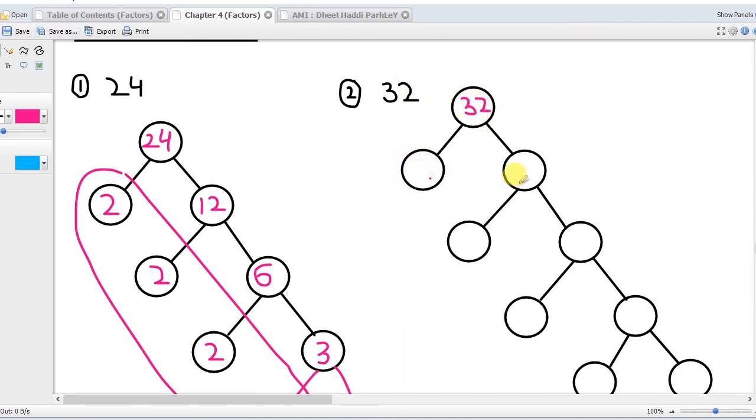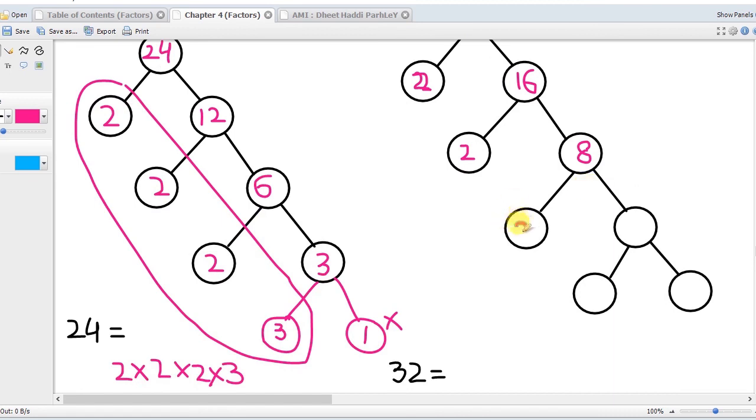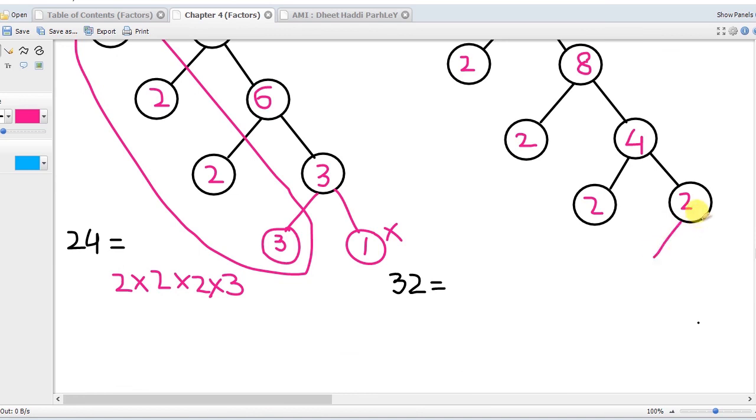So 2 times 16 is 32. 2 times 8 is 16. Now pay attention to the digit 8. So 2 times 4 is 8. Now we have to break down this 4. So 2 times 2 is 4. And you can further split this 2 into 2 portions. So 2 times 1 is 2.